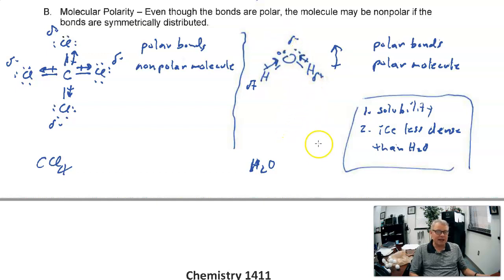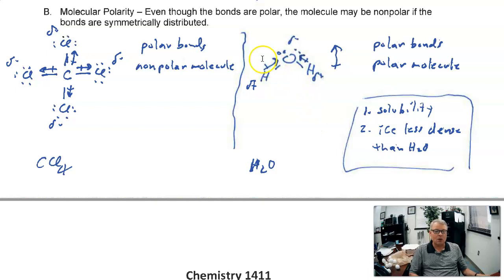So if you can see a net positive and negative side, it's polar. If everything cancels out and there's no net positive or negative side, it's nonpolar. All right? So nonpolar bonds are always nonpolar. Polar bonds might be polar, might be nonpolar. You've got to check. All right?